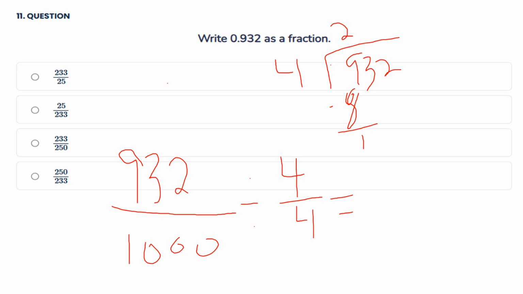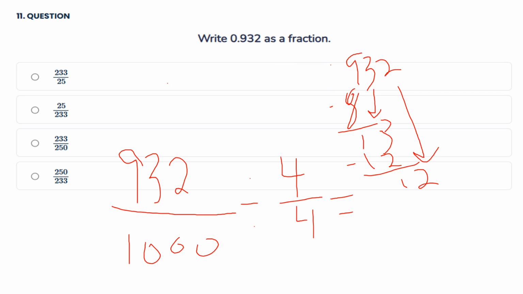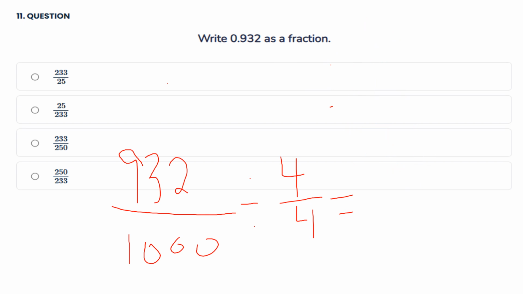I'm going to bring the 3 down. 4 can go into 13 3 times. And 3 times 4 is 12. And 13 minus 12 is 1. Now I'm going to bring the 2 down. 4 can go into 12 3 times. So the numerator is going to be 233. So let me erase this. So the numerator, once we simplify it with the 4, is going to be 233.